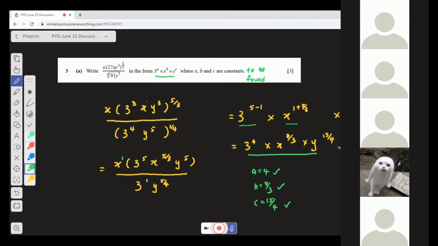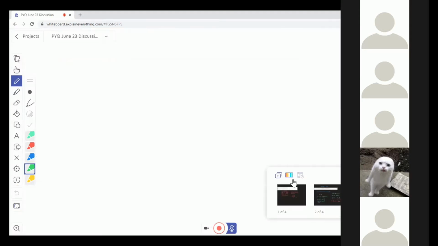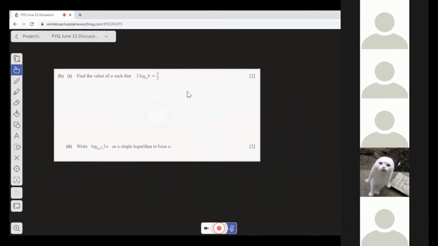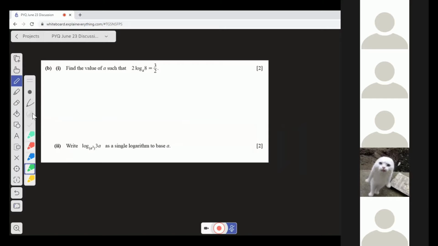All right. And then B1 and B2. Now we look at the log question. This one I think Yentong is a bit weak. Log, right? So can you try? How do we do this?